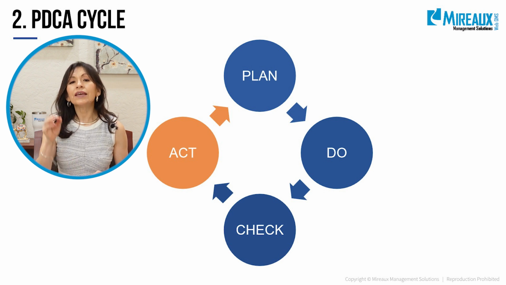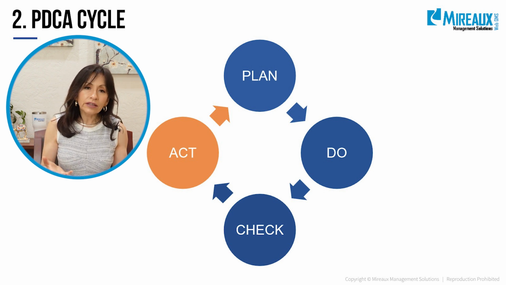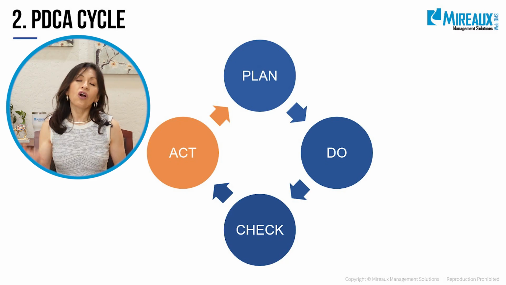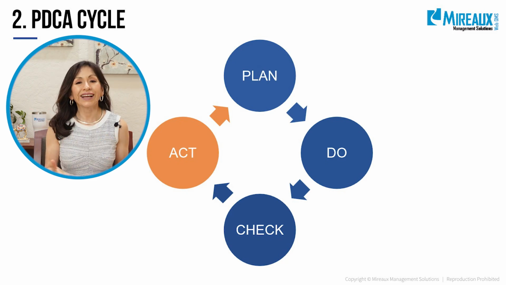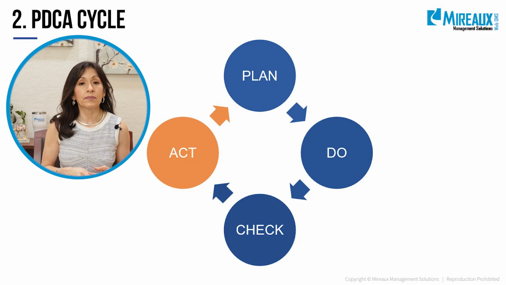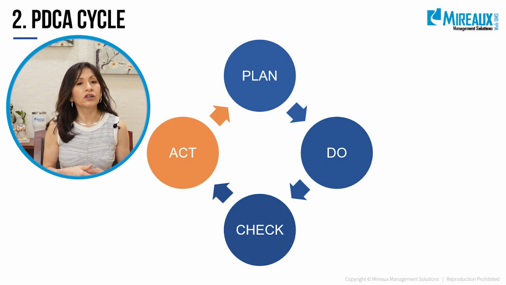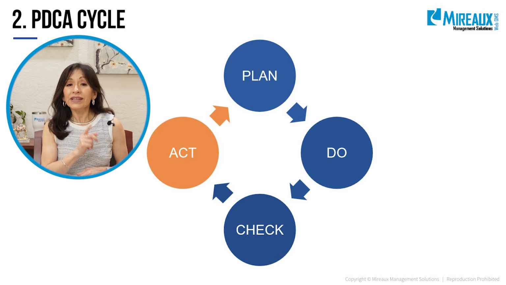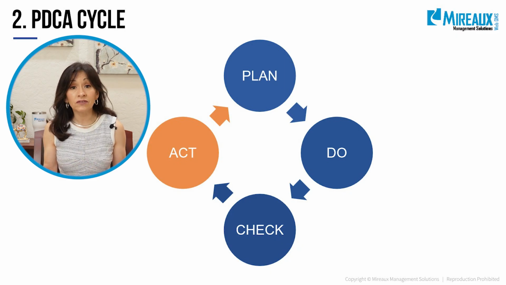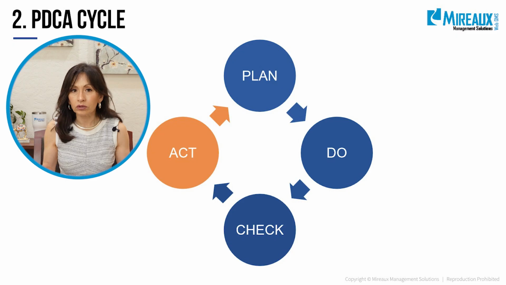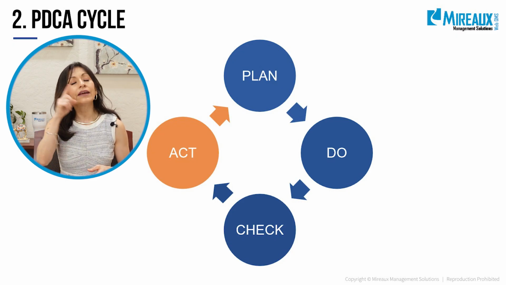Do. Actually implement the plan, run the processes, make the product, or deliver the service. Check. Monitor what's happening. Measure your results against your goals and policies and see how you did. And act. Take actions to improve performance based on what you learn in the check phase. The PDCA cycle can be applied to individual processes, like how you handle customer orders, or to the entire management system as a whole. It is a loop of learning and getting better.